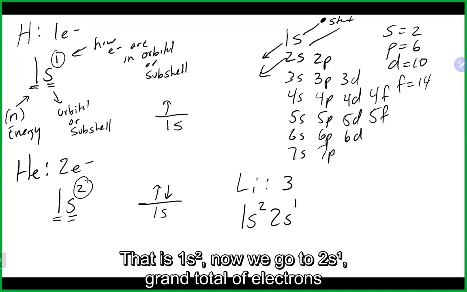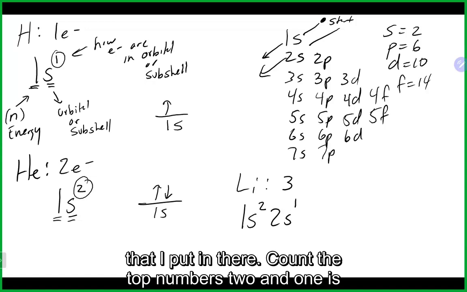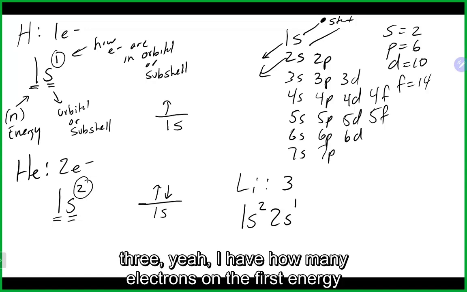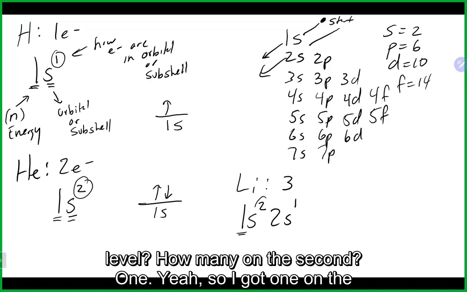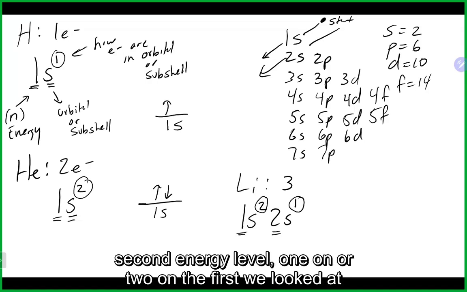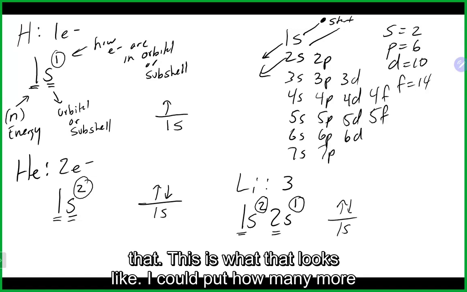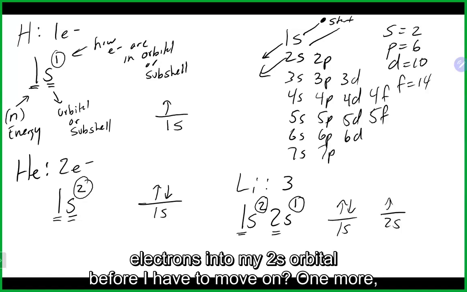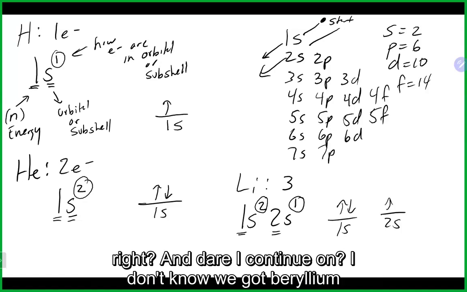Grand total of electrons that I put in there, count the top numbers, 2 and 1 is 3. How many electrons do I have on the first energy level? How many on the second? 1 on the second energy level, 2 on the first. If we looked at that, this is what that looks like. How many more electrons could I put into my 2s orbital before I have to move on? 1 more, right? And dare I continue on? What is that?